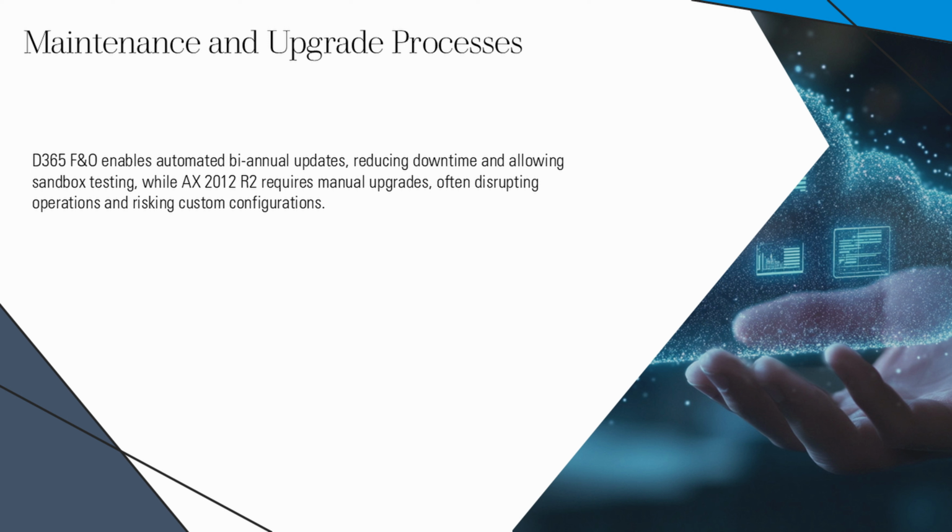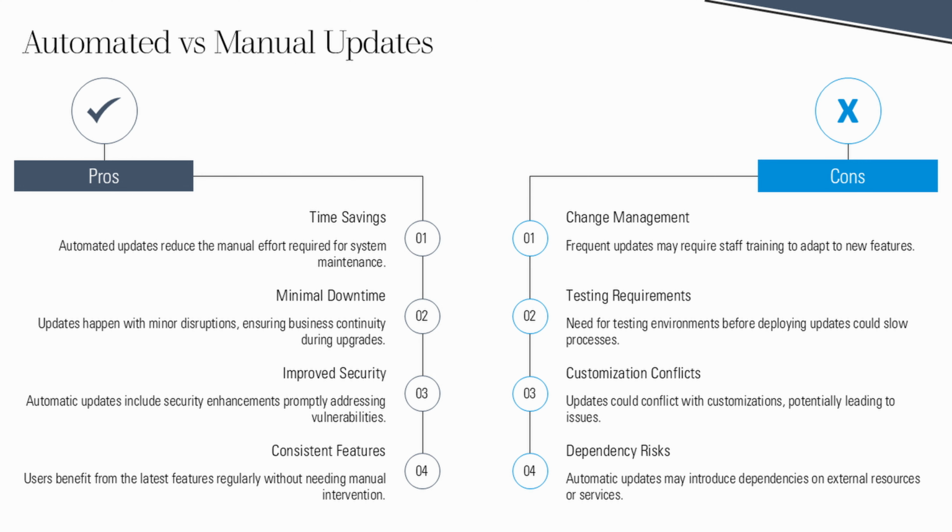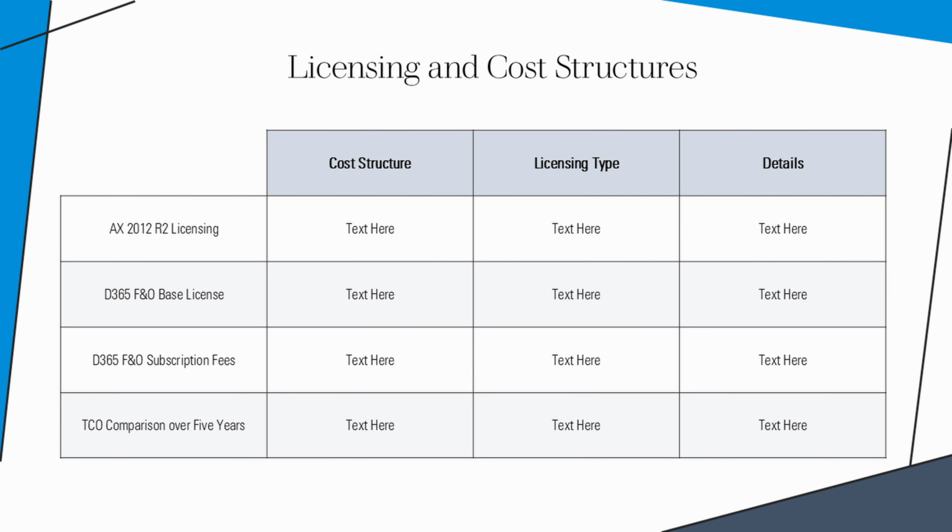The cloud architecture also enhances scalability. D365 FNO dynamically allocates resources based on demand, while scaling AX 2012 R2 necessitates manual hardware upgrades. Azure's global data centers enable multi-geo deployments in D365 FNO, ensuring compliance with regional data residency laws, a feature not present in AX 2012 R2.